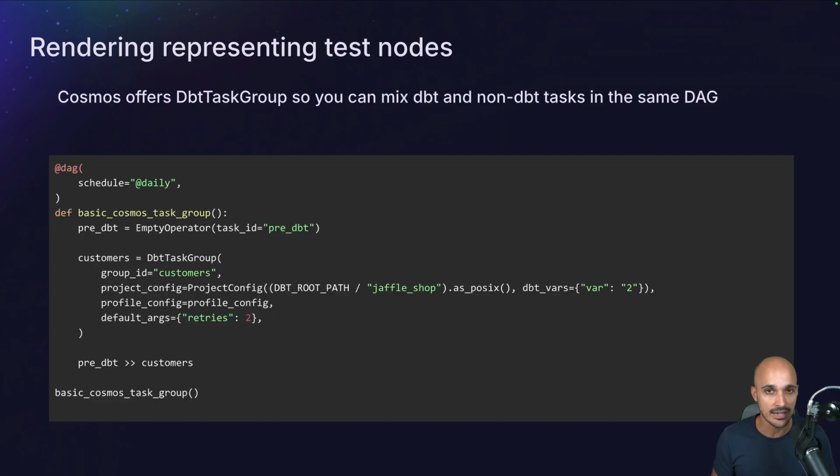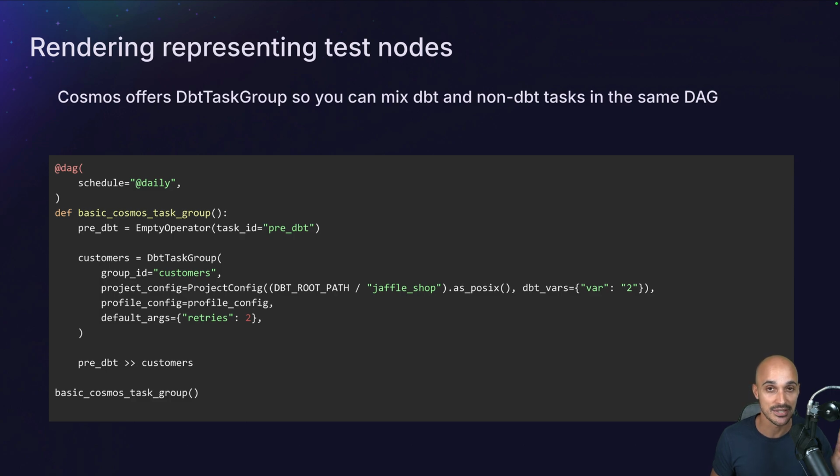Now, keep in mind that while you can render your dbt workflow as a DAG, you can also render it as a task group. The idea of using a task group instead of a DAG is that this task group, so your dbt workflow, can be in a DAG. So as you can see here, we have a DAG with a task, pre-dbt, and pre-dbt runs first, and then your dbt workflow presented in a task group. So this is pretty powerful.